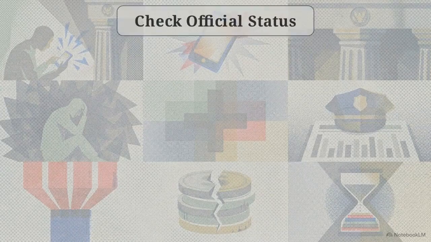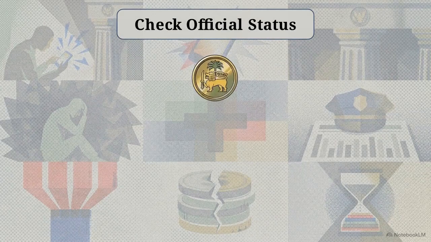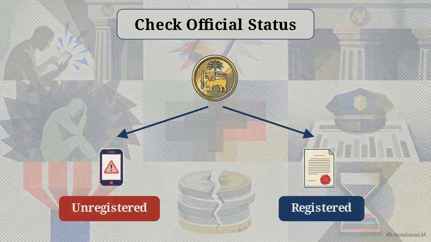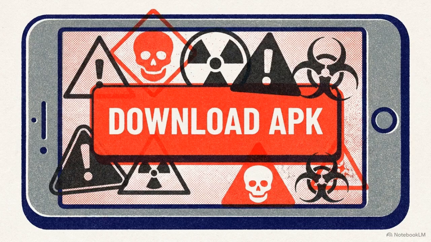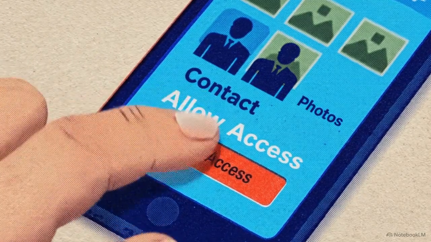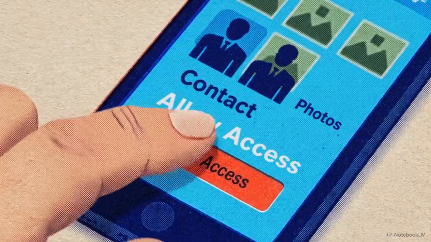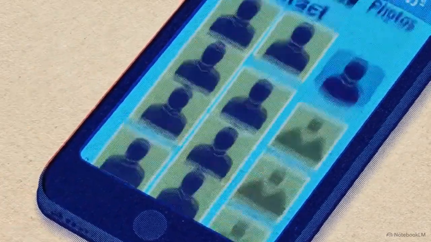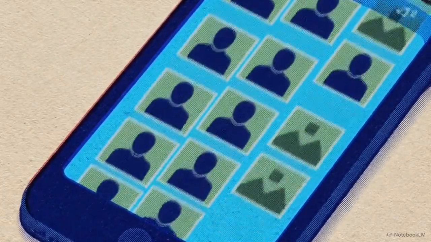The first diagnostic question is simple. Is the lender registered with the Reserve Bank of India? If they aren't, you are in Branch A. These are 7-day loan apps distributed via APK links. They exist entirely outside the formal banking system. These apps disperse small amounts to buy a specific asset, your contact list and your photo gallery. Once they have that access, the blackmail begins.